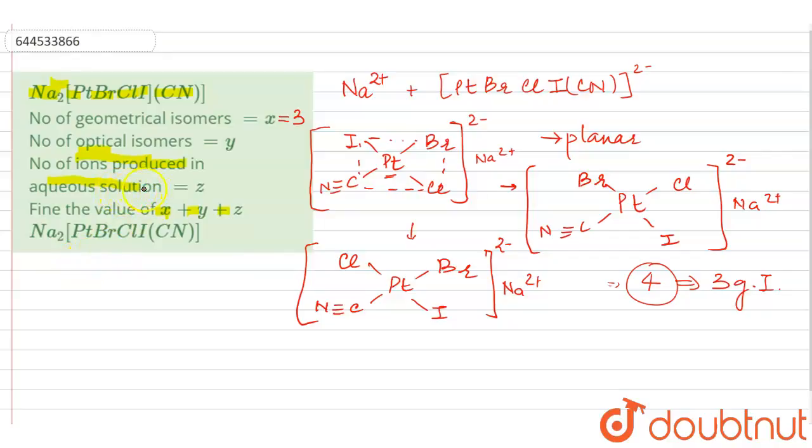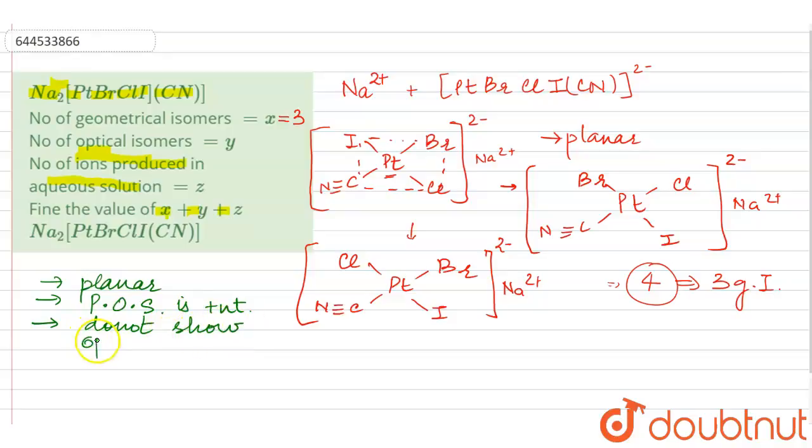Now they are asking about the optical isomers. As told, this compound is planar, and in a planar compound a plane of symmetry is present. When a compound has a plane of symmetry, it does not show optical activity. If it does not show optical activity, how can optical isomers be possible? So this compound does not show optical isomers, so y equals 0.